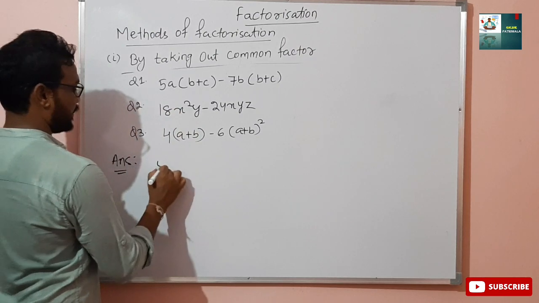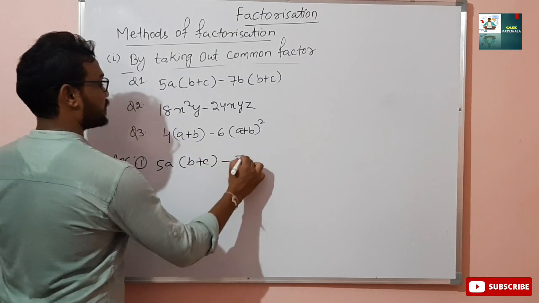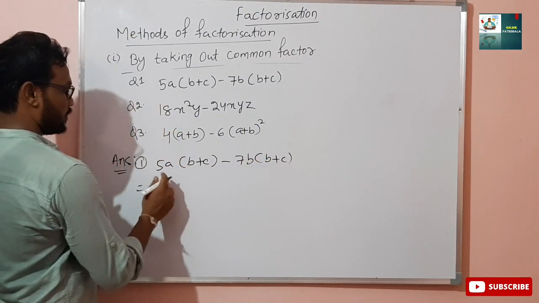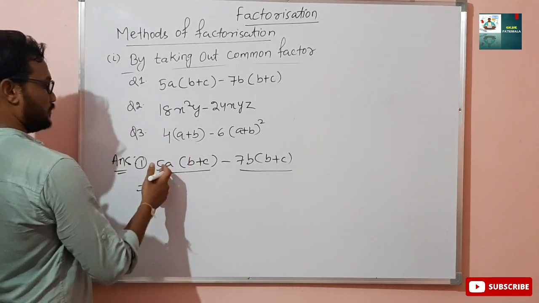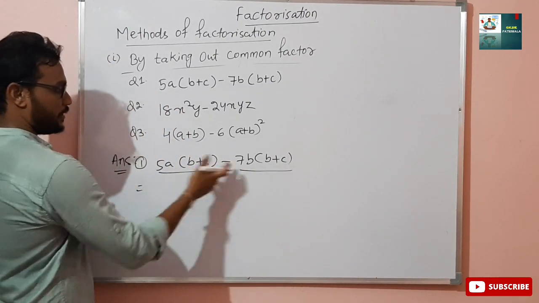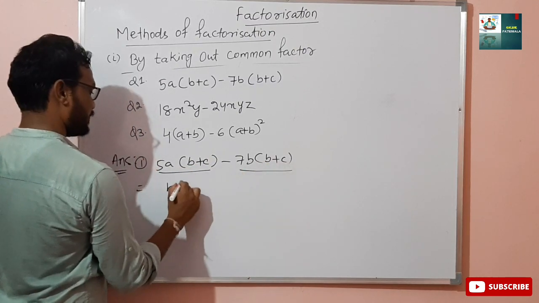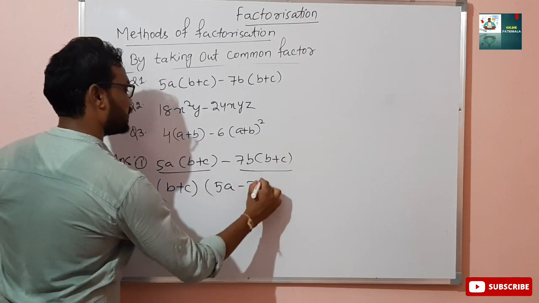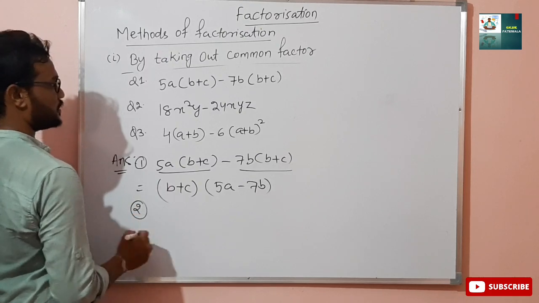It is given 5a(b + c) minus 7b(b + c), right? So look here, in this term and in this term, which one is common? 5 and 7 have no common factor, a and b have none, but here b plus c, here also b plus c. So you can take b plus c as the common factor. Here how much is left? 5a. Here how much is left? 7. So this is the factorization of this. Okay, it is very easy.